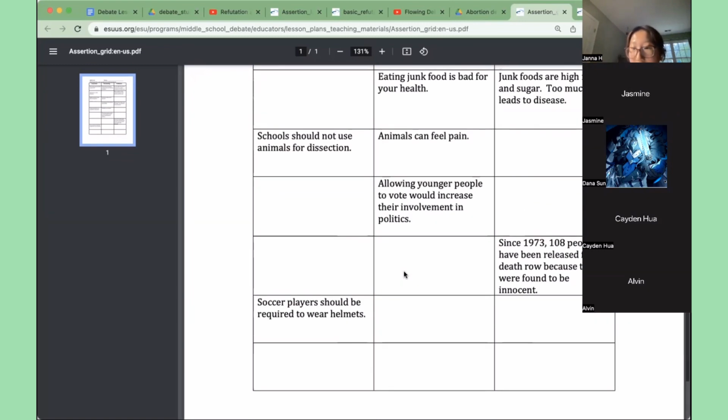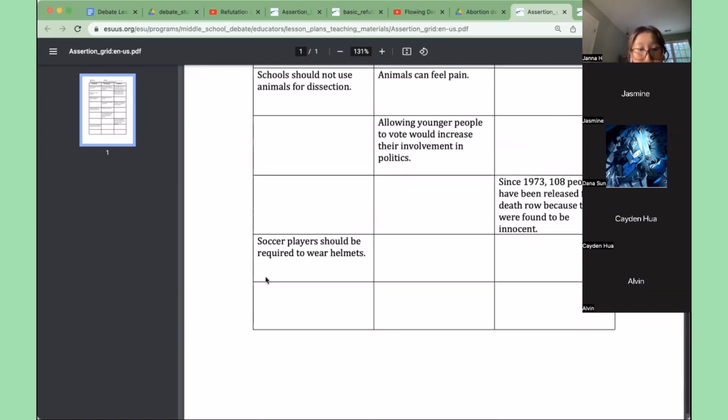Okay, let's do one more and then move on. So let's do the last one. The assertion is that soccer players should be required to wear helmets. And then the reasoning and evidence is blank.